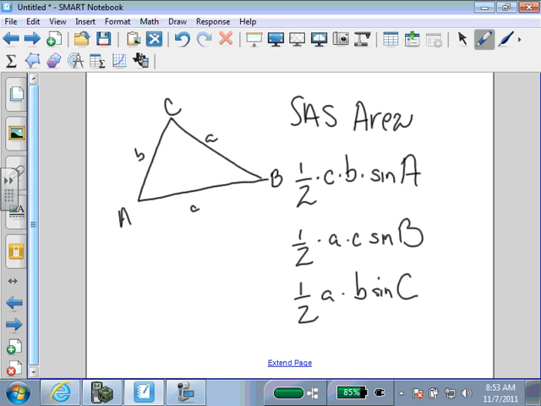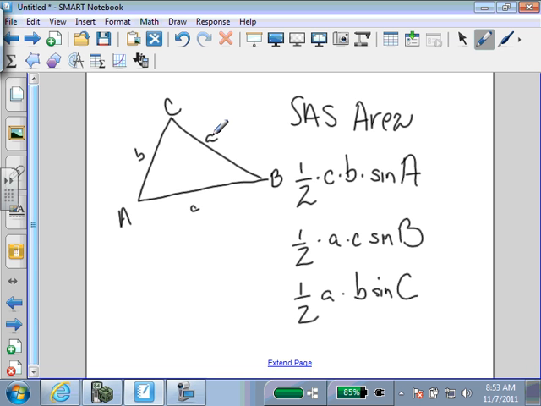know a side, like side B, an angle, like angle A, and then the very next side, side C. So it forms a side angle side configuration. Could be I know side B, angle C, and side A. It could be I know side C, angle B, and side A.